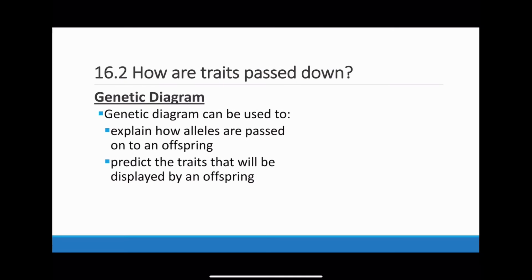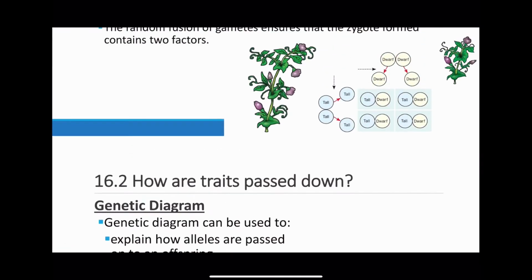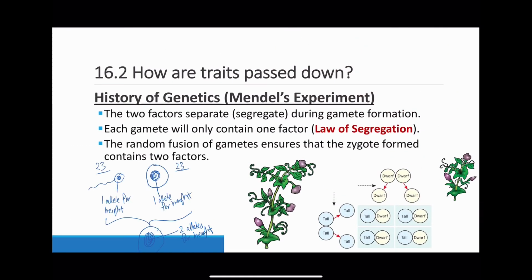So how do we show this entire process, like what I've shown over here? How do we show that the sperm and the ovum can pass down the allele, and when they combine, it results in the offspring?